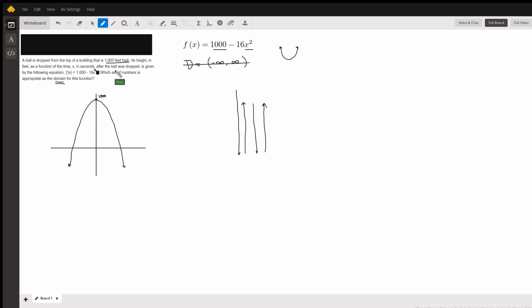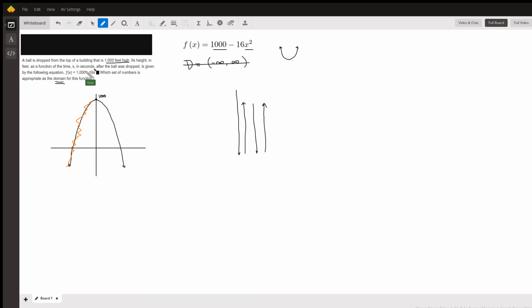So what's next? If we want to know the domain, we have to think about what values would make sense. First of all, I'm going to eliminate every number to the left of the y-axis. And think about why that might be.